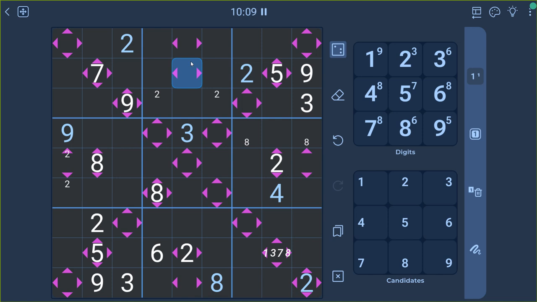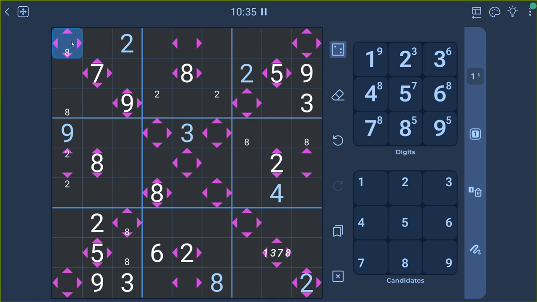That then gives us an 8. In column 5, there's only 2 places the 8 can be. This one, and that puts an 8 in one of these as well.